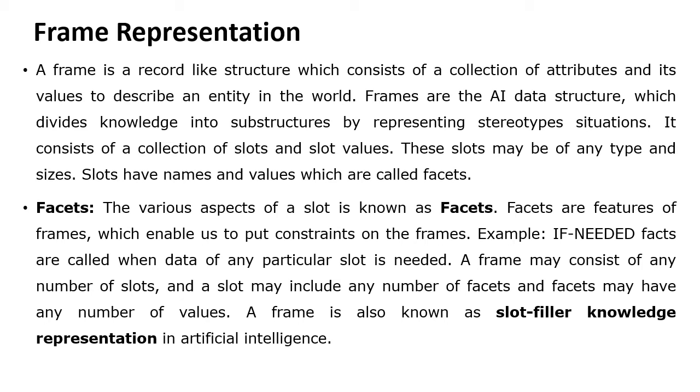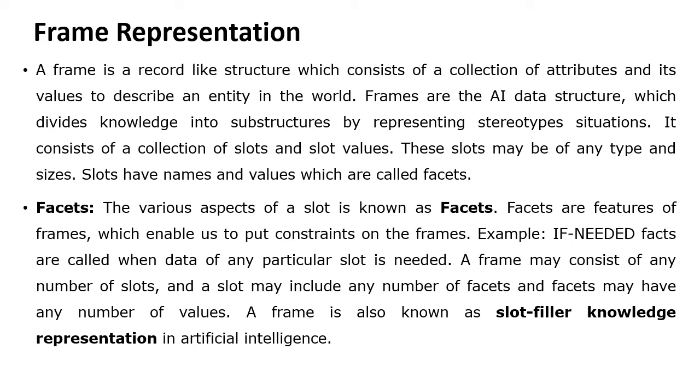So the second representation of knowledge under weak slot and filler structure is called frame representation. A frame is the second type of representation of weak slot and filler structure. A frame is a record-like structure which consists of a collection of attributes and their values to describe an entity in the world. Frames are an artificial intelligence data structure which divides knowledge into substructures by representing stereotyped situations.